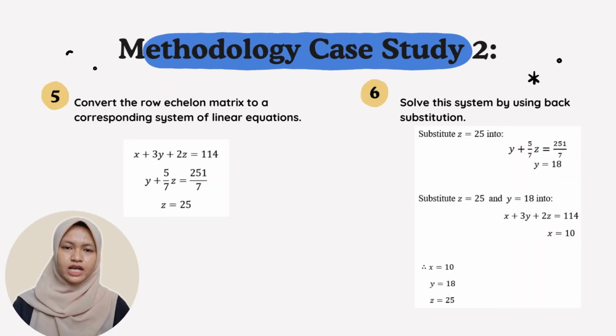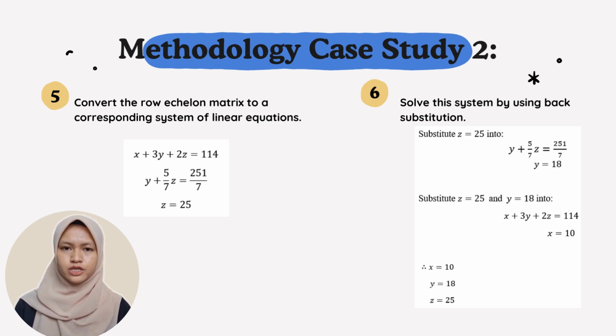Step number 5, convert the row echelon matrix to a corresponding system of linear equations. For equation number 1, we get x plus 3y plus 2z equals 114. For equation number 2, we get y plus 5/7 z equals 251/7.